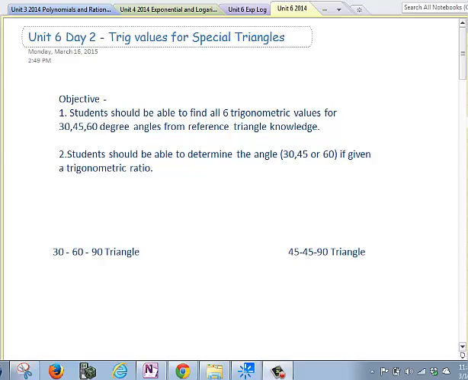These values are very important because on a college entrance exam, the colleges are trying to test you for knowledge of trig ratios without a calculator. They would expect you to know how to handle 30, 45, or 60-degree angles. Students should be able to find all 6 trig ratios after today's lesson for a 30, 45, or 60-degree angle, as long as you remember your reference triangles. And you should be able to determine, if I give you the ratio, what the angle was, as objective 2. So let's first start out.